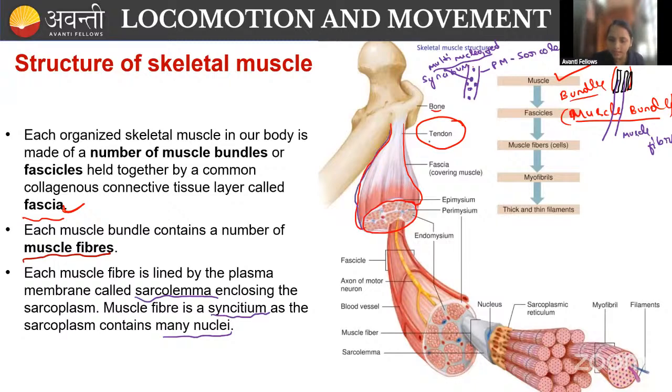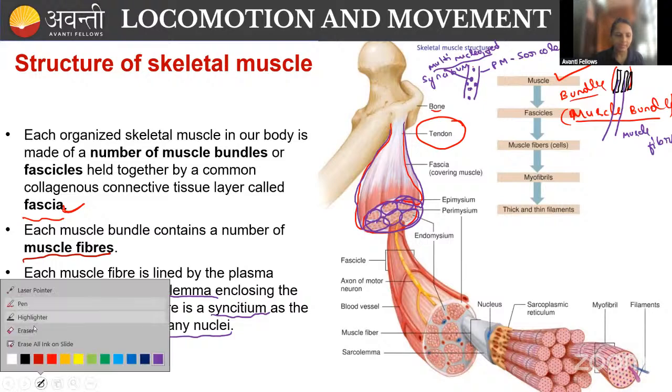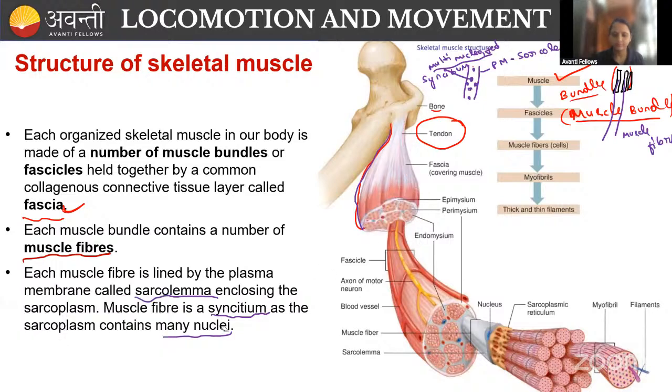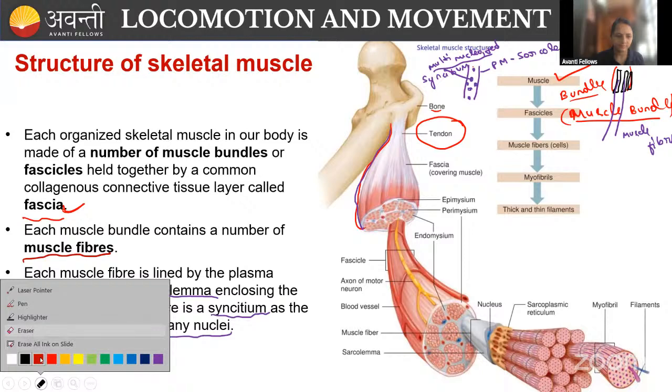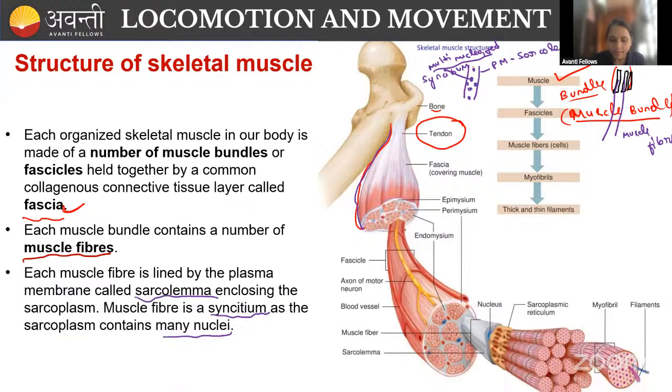See here, this is a muscle. Inside this muscle there are so many bundles. Here you can see, these all are bundles. These bundles we are going to call muscle bundles. Between these muscle bundles, you can see epimysium is there. Epimysium, which is covering this muscle bundle.